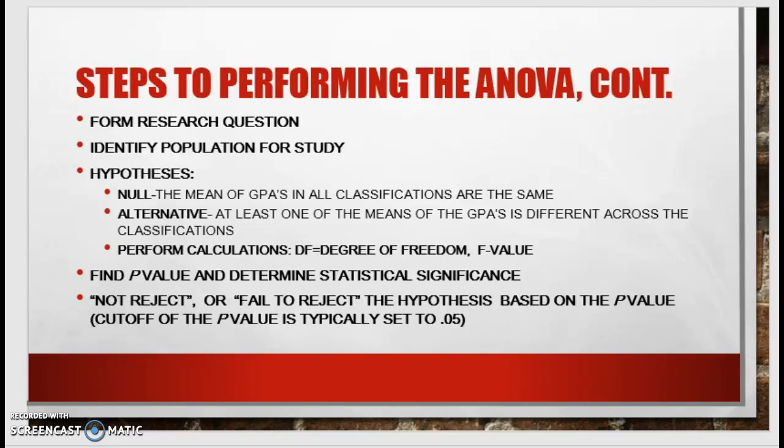Form your research question and identify your population for study. Your hypotheses, you would have a null and an alternative hypothesis. The null hypothesis, of course, would find that the mean of GPAs in all classifications are the same. The alternative would find that at least one of the means of the GPAs is different across the classifications. Then you would perform your calculations, and based on your findings, you would either reject or fail to reject the hypothesis.